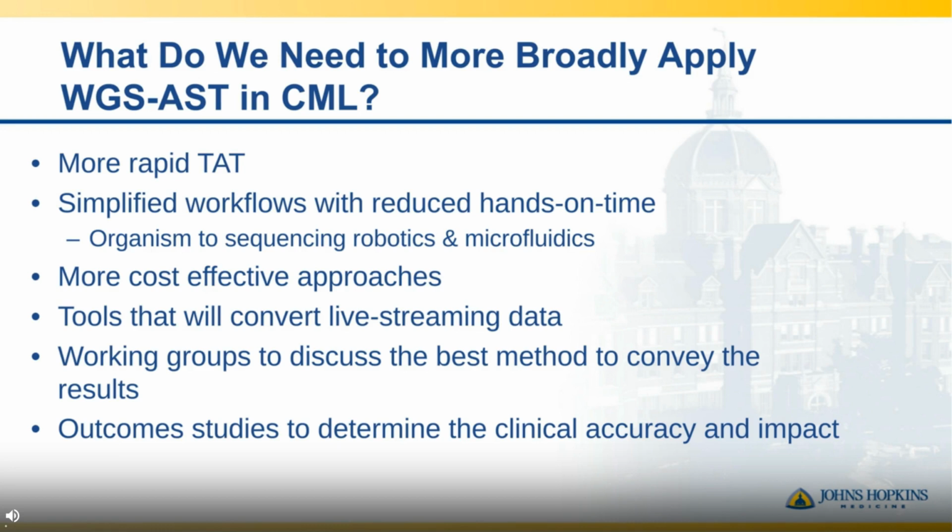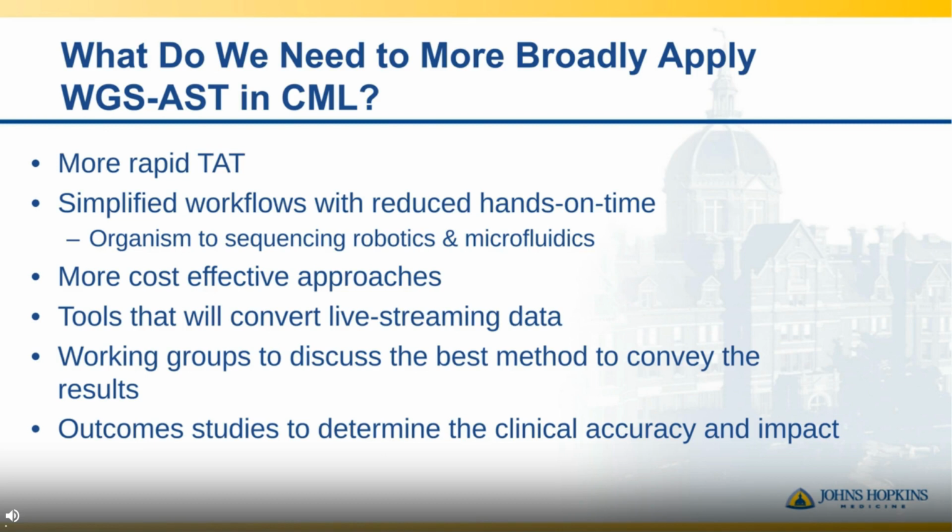So what do we need at this point to more broadly apply whole genome sequencing to predict AST in the clinical microbiology lab? I've gone over these a little bit already, but just to reiterate: more rapid turnaround times, simplified workflows with reduced hands-on time, through sequencing robotics or microfluidics. It looks like Nextgen Diagnostics are working on some sort of microfluidics for strain typing purposes for whole genome sequencing, but you could technically apply that same type of method for predicting AST.